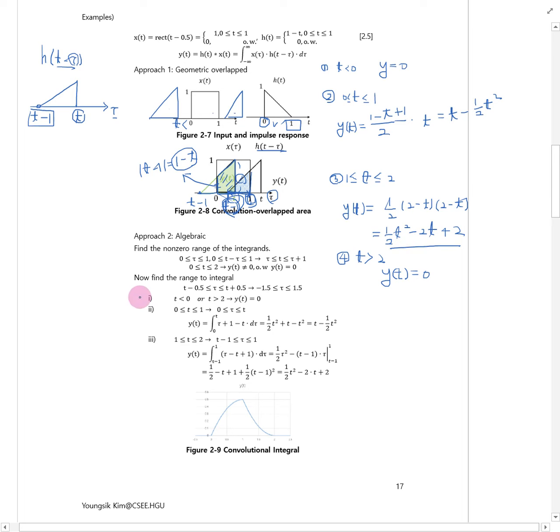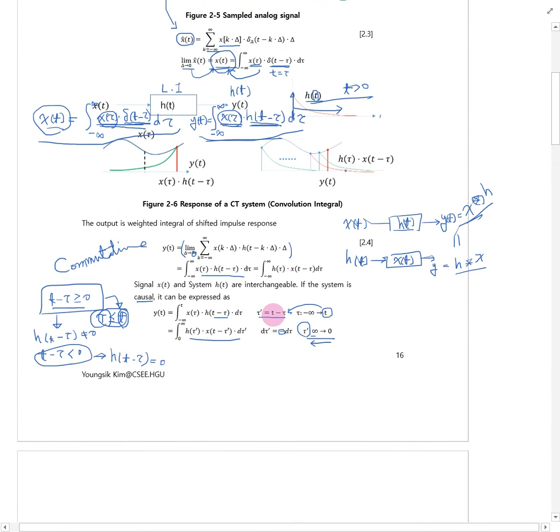Try to compare with the integration method. In the integration method, it will show the same result. In these conditions, it goes to 0. That's these two parts. And if t exists between 0 and 1, then it will give t minus 1.5 t square. That's this one. And if t exists between 1 and 2, it will give this result. Okay, I hope that you may understand what the convolution operation is.